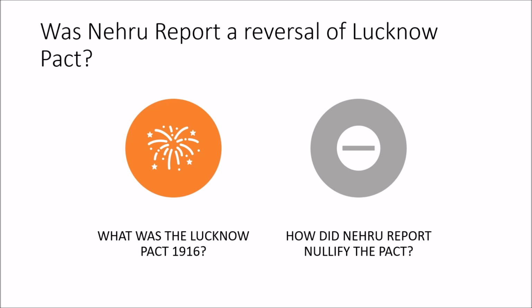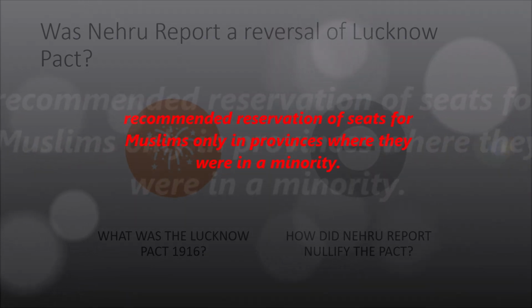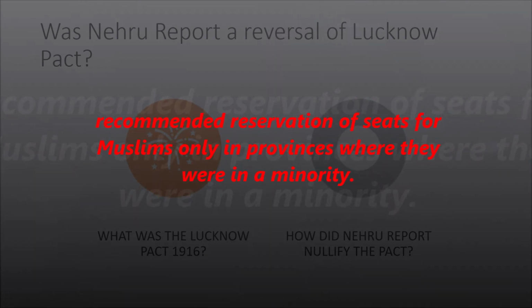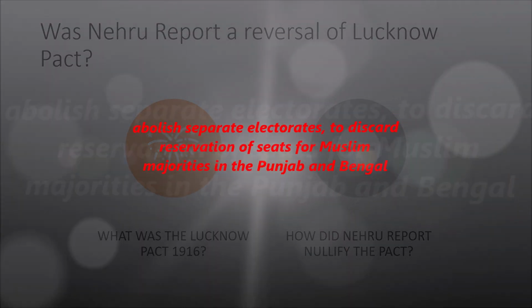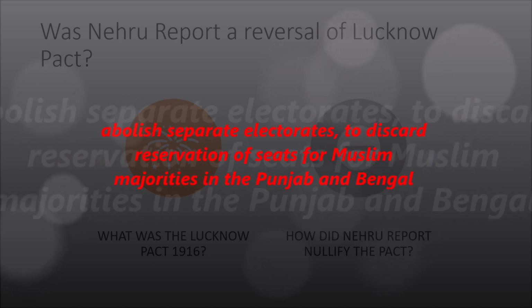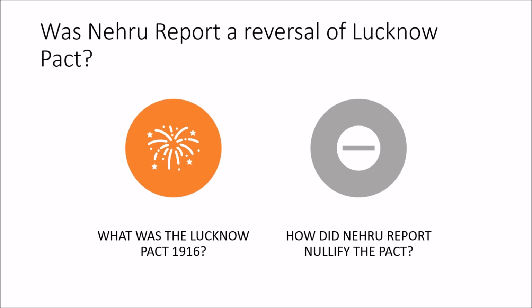Now let us see how the Nehru Report nullified the pact. The Motilal Nehru Committee report published in 1928 had recommended reservation of seats for Muslims only in provinces where they were a minority. The report proposed to abolish separate electorates, to discard the reservation of seats for Muslim majorities in Punjab and Bengal, and to reject the principle of weightage for Muslim minorities. This is how it was a reversal of the Lucknow Pact. I hope you have understood it.